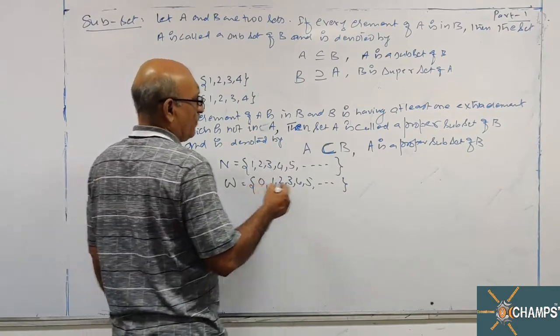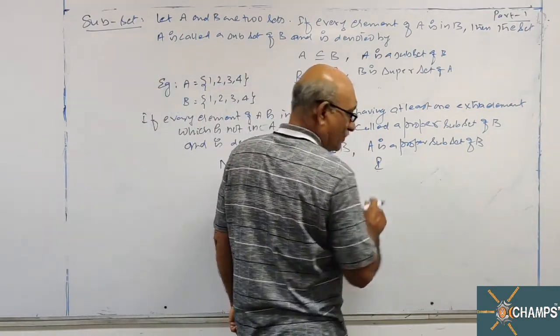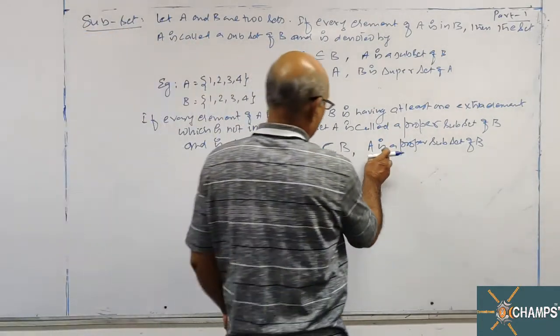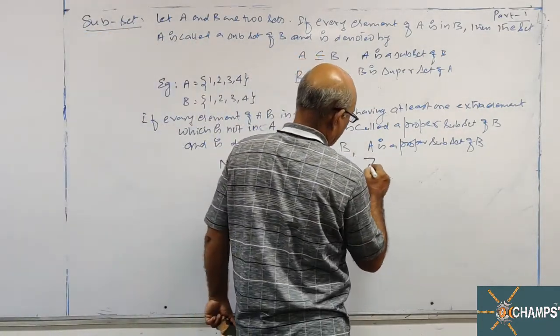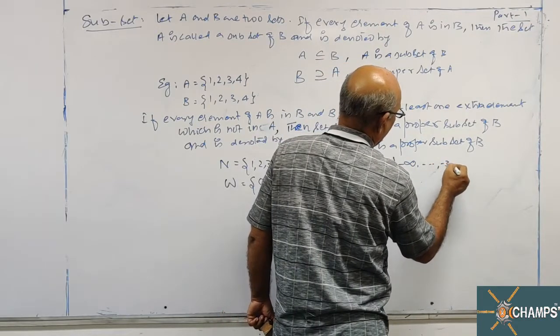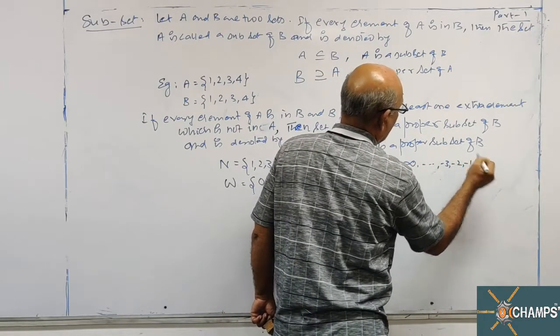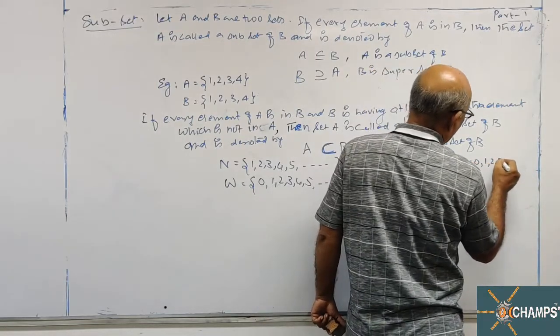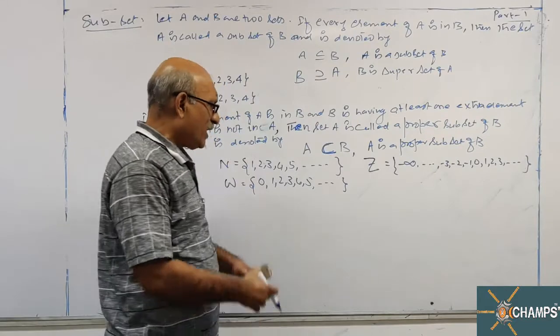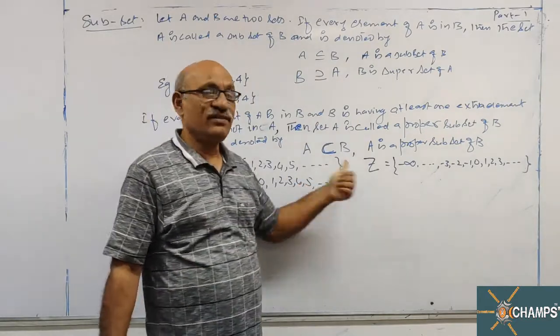In the same manner, when I consider integers, Z: minus infinity, etc., minus 3, minus 2, minus 1, 0, 1, 2, 3, etc., infinity. Now let me compare whole numbers with integers.